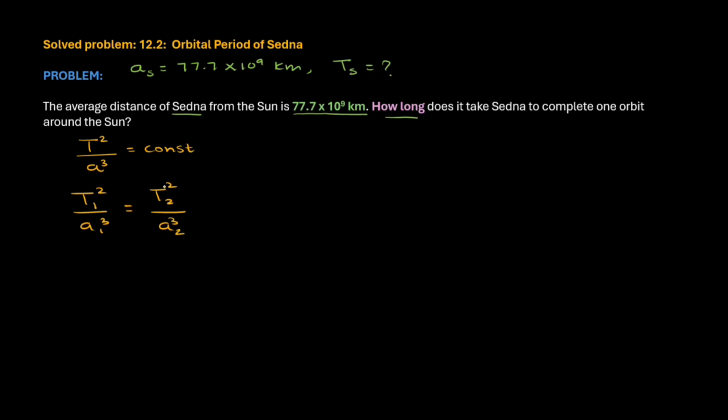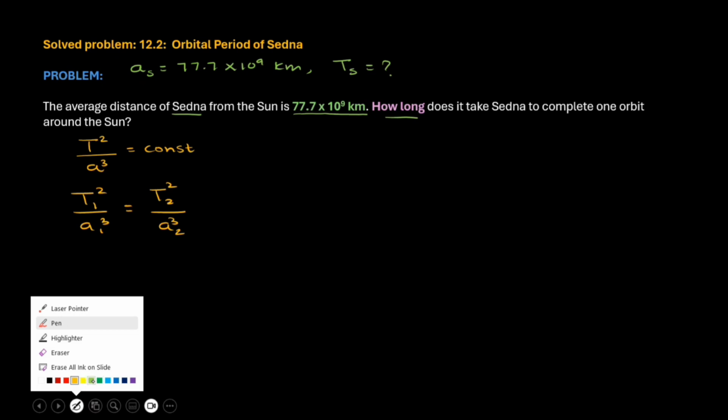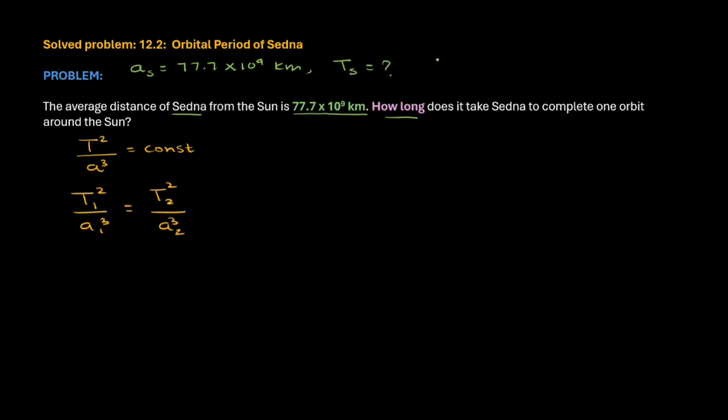Now here we can consider one of these ratios belonging to Sedna, but in order to find the time period, we still need this ratio from another planet. So we can take T1 and A1 to be the values corresponding to Earth. And I know that the orbital period of Earth, which is the time the Earth takes to go around the Sun, is equal to 1 year. And its average distance from the Sun is 149.6 times 10 to the power 6 kilometer.